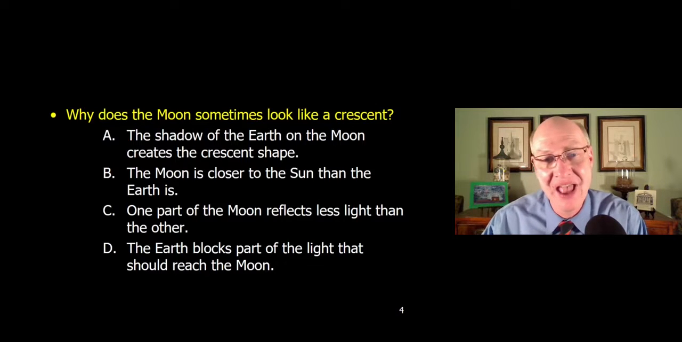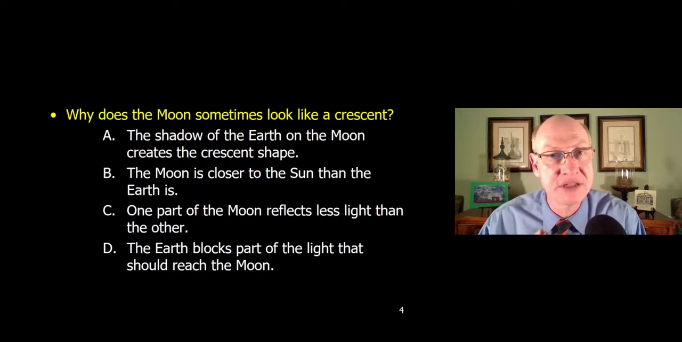Is it A, the shadow of the earth on the moon creates the crescent shape? Is it B, the moon is closer to the sun than the earth is? Is it C, one part of the moon reflects less light than the other? Or is it D, the earth blocks part of the light that should reach the moon? So go ahead and pick the answer that you think is correct.